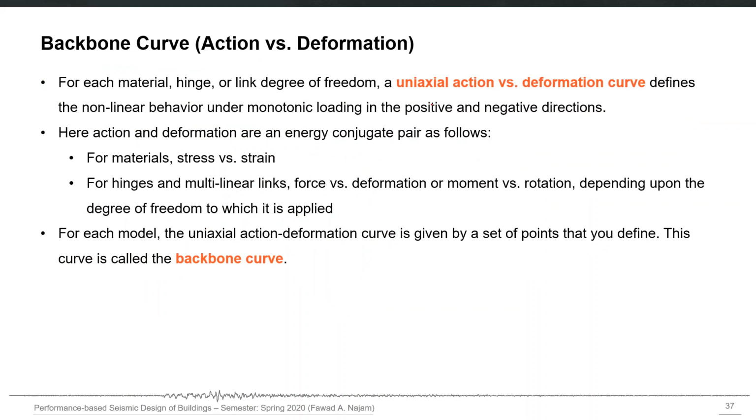So backbone curve means a uniaxial action and deformation curve. As I have shown earlier also, for material stress strain these can be used. For hinges or nonlinear link elements, whenever there is an action deformation curve defined, you have to give the hysteresis rule also. So you have to give a set of points to define the uniaxial curve, which is called the backbone curve. Now from that backbone curve, how a particular loading or action should unload or reload is different in each of these hysteretic behaviors.